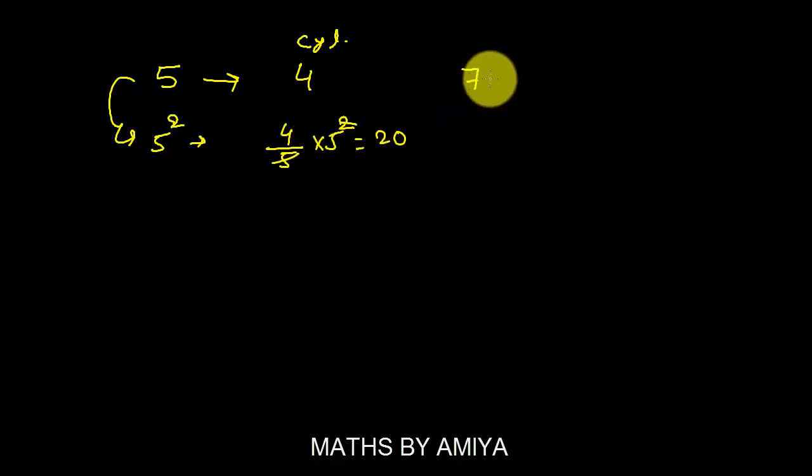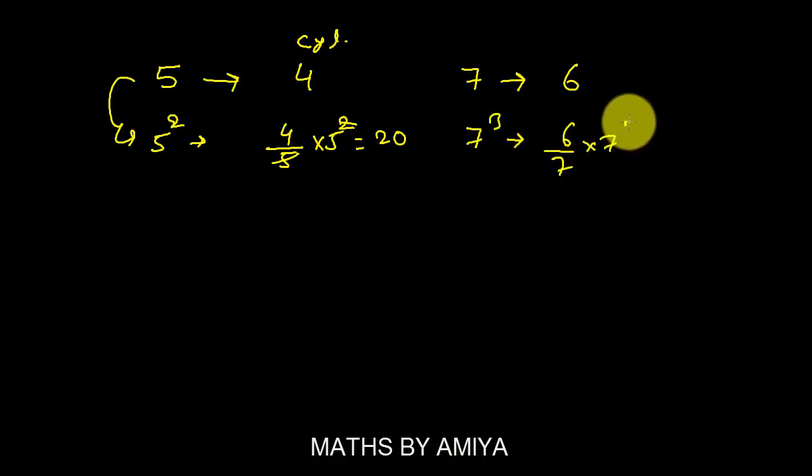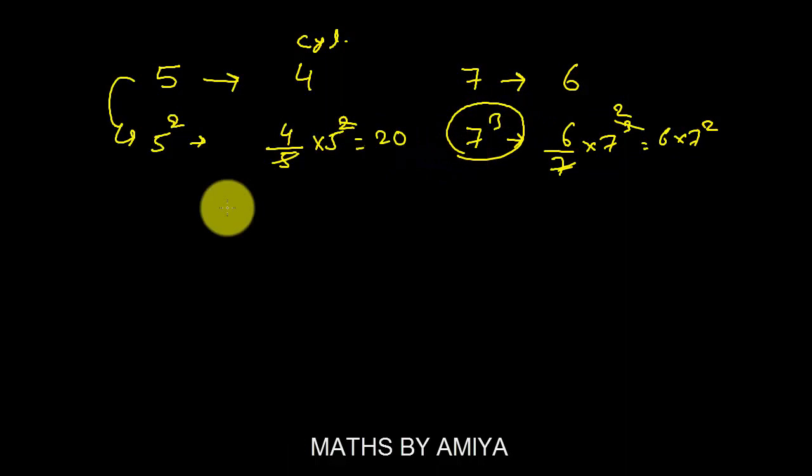Same case for the 7: our number of options available for the remainder is 6, or you can just say cyclicity is 6. For the 7 cube, the cyclicity should be 6 by 7, because for the 7 we have 6. For the 1, we should have 6 by 7 by the unitary method, and for the 7 cube, that is nothing but this. So by solving this, we have 6 into 7 square options available when a number is divided by 7 cube, and the divisor and dividend are co-prime.